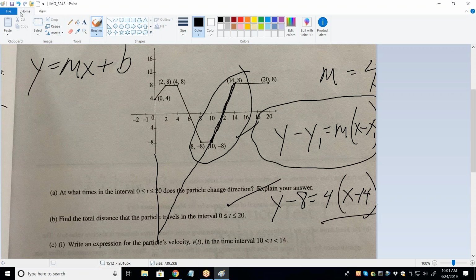Let's see. There must be a way to erase everything on here. Eraser. No, they're going to make me erase it like that. Okay. Let's see.